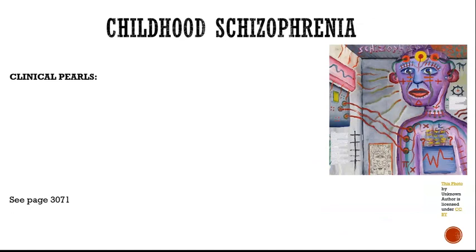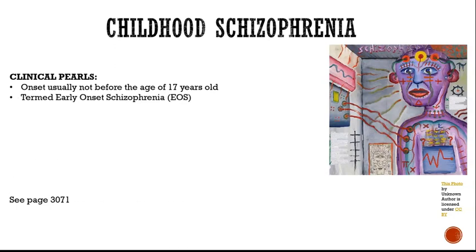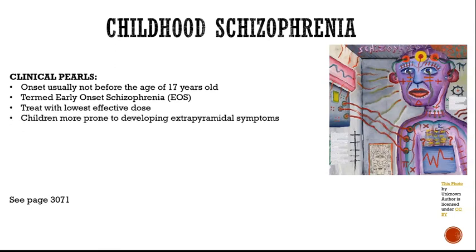Some clinical pearls for childhood schizophrenia, also see page 37D1. The onset of schizophrenia is usually not before the age of 17. It's termed early onset schizophrenia. And if you have to treat with a medication, you want to treat with the lowest effective dose. Children are more prone to developing EPS symptoms, and they're also more prone to experience weight gain and metabolic symptoms. So if you have a child who you're treating for childhood schizophrenia, the likelihood of them staying on that medication after they've gained weight is low, especially for females. They are not going to want to be on any medication that is making them gain weight.